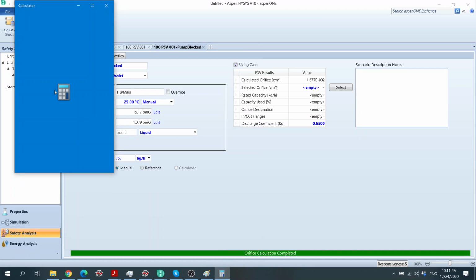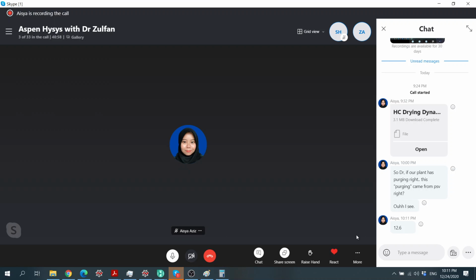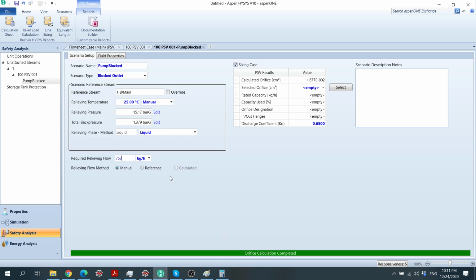Come on, why is it so slow? 12.6, thank you. 12.6 kilogram an hour. Okay. So it says the calculated orifice is this one. It's 1.81 centimeters square.